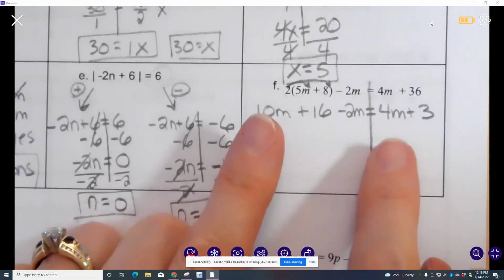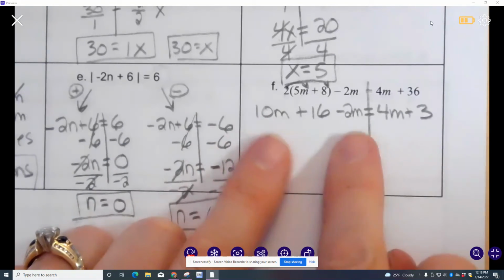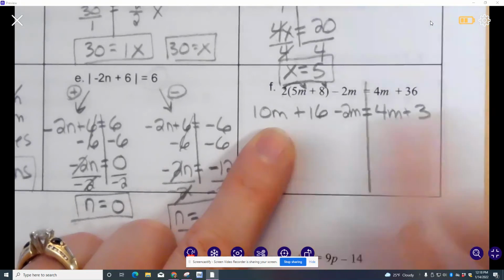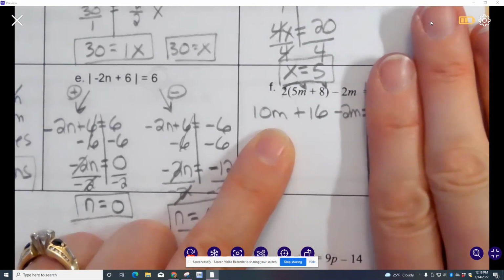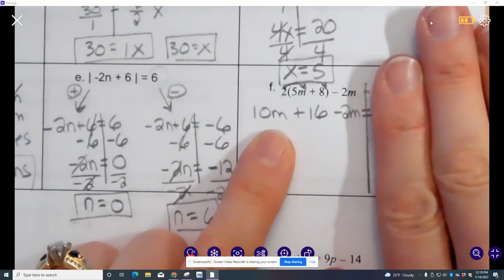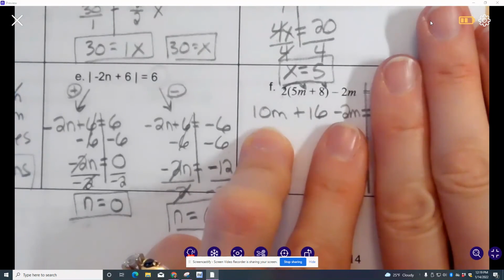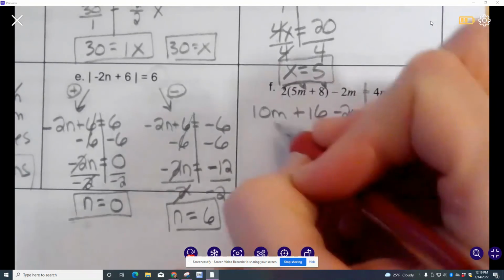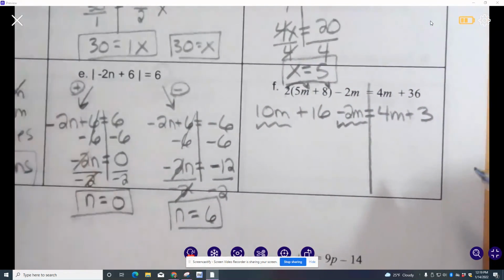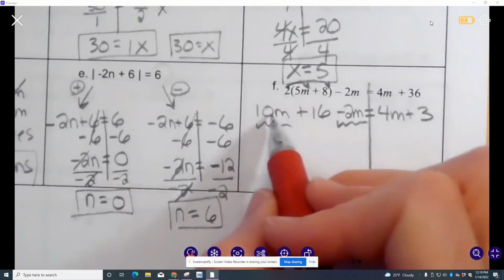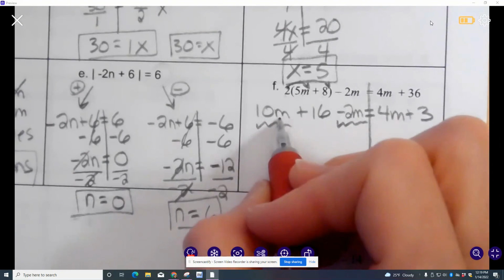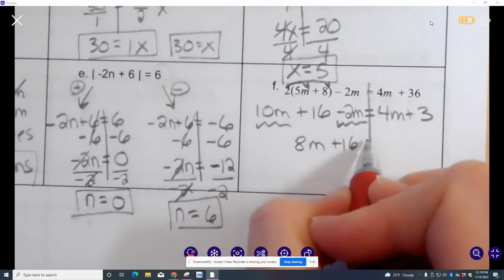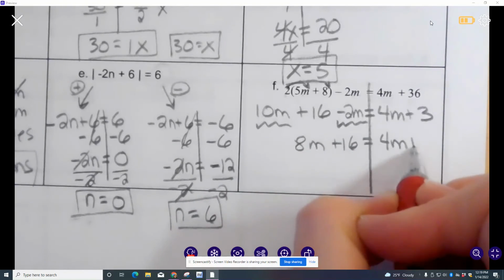Now, if I take my fingers and I try to find all these variables, I actually need 3 fingers. I have 3 variables. What I want you to do is pay attention to one side of the equal sign at a time. Over here, I have 2 variables. Those are like terms. So I'm going to combine those like terms first. 10m minus 2m is 8m, plus 16 is still there, equals 4m plus 36.